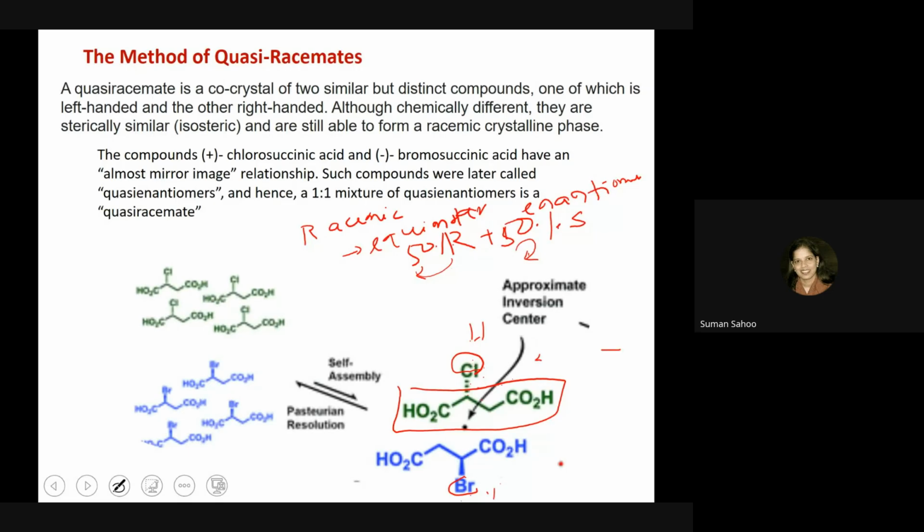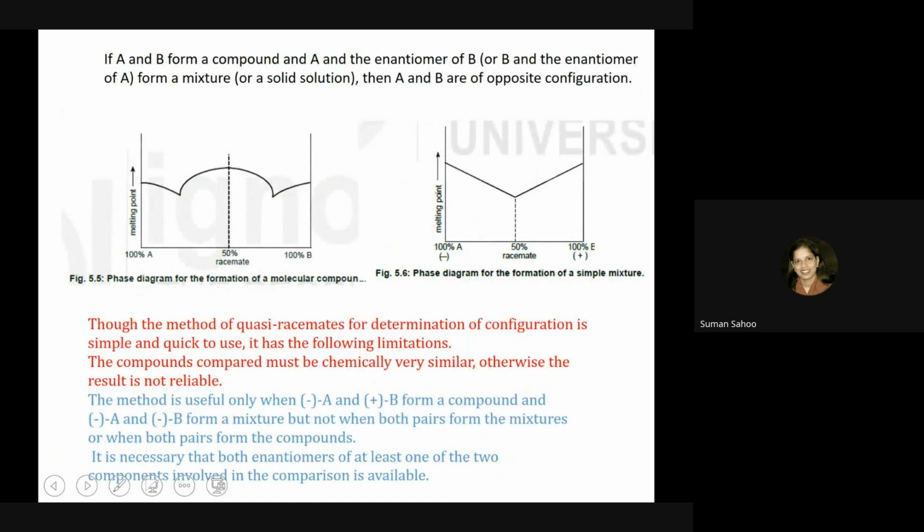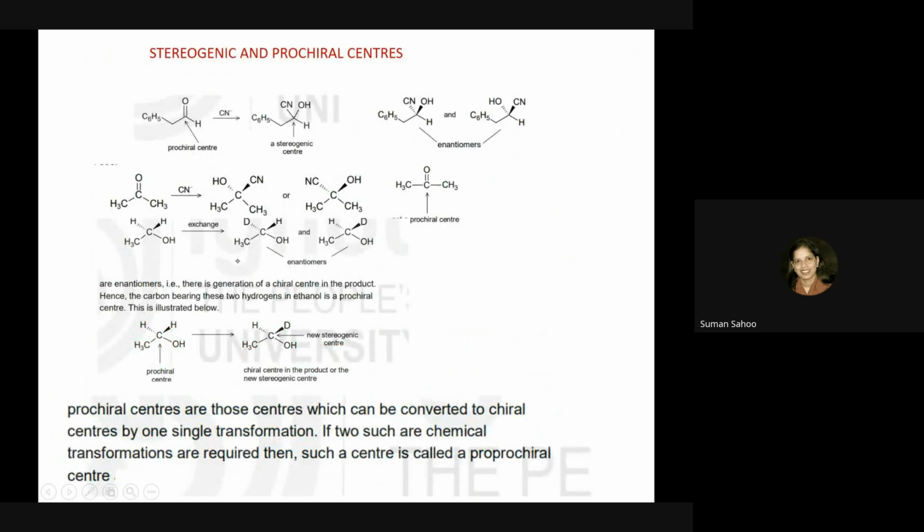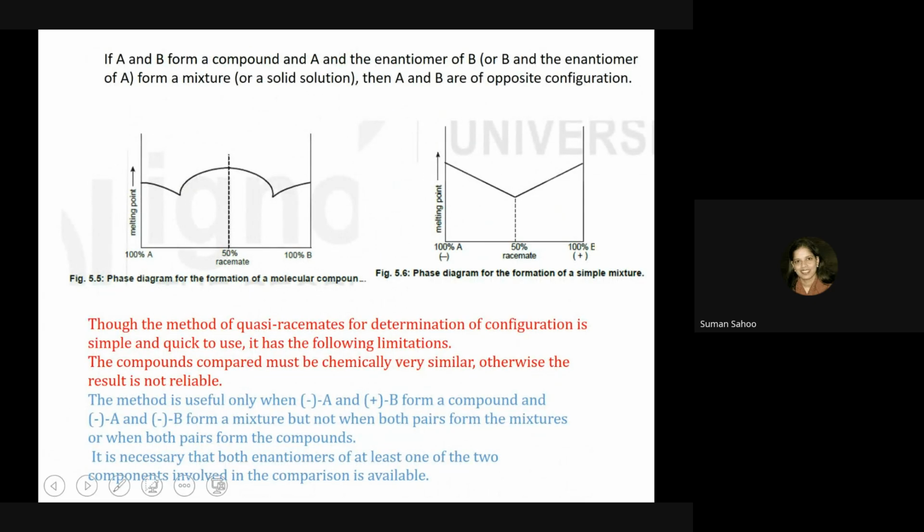Suppose we have A and B form a compound, and A and the enantiomer of B form a mixture. So how do we know that it forms a compound and how do we know that it forms a mixture? We study the phase equilibria. When we mix them, if it is a racemate, actually racemate means it forms a compound, then it would give a phase diagram of this kind.